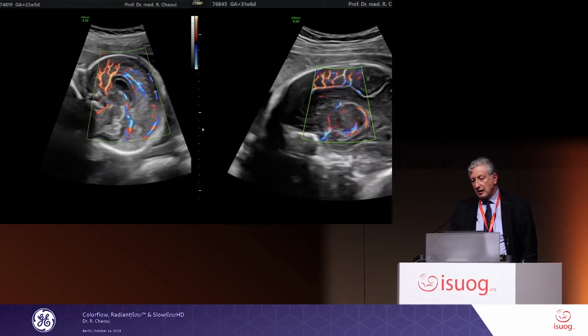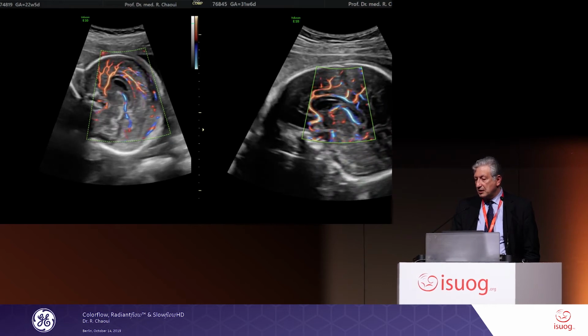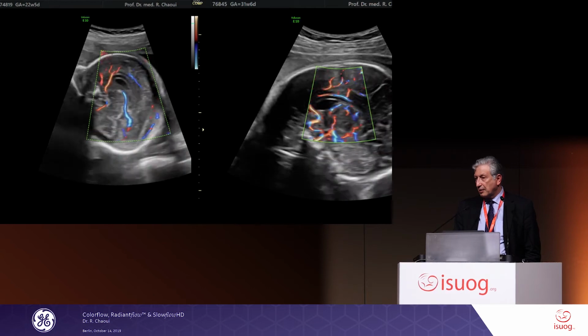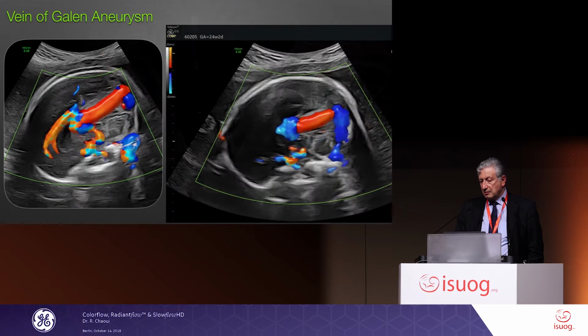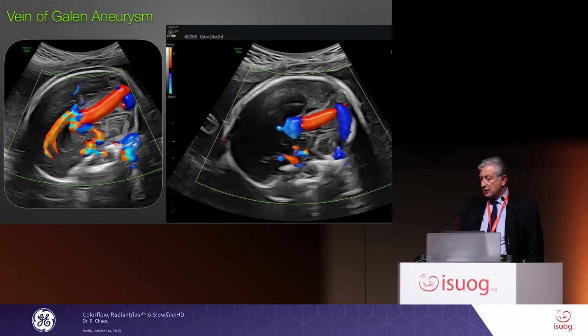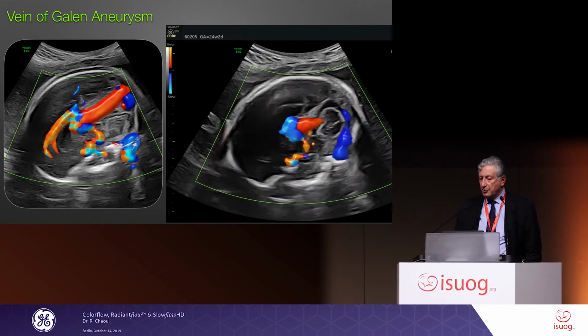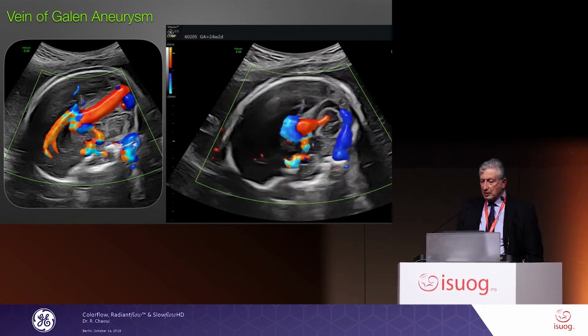Then we can have a look at the pericallosal artery, either in mid-gestation or even at 32 weeks, and you see here how differentiated the vessels are until the peripheral cortex from abdominal view. Vaginal view can even be better, and this is an example of a vein of Galen aneurysm with a huge dilation of these vessels. In this case, I will not use the slow flow. I prefer to use the radiant flow, where you can show these vessels as well.